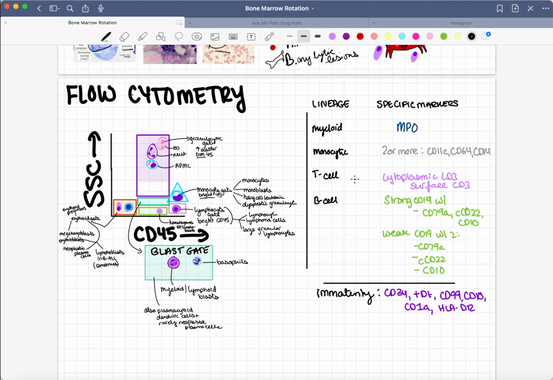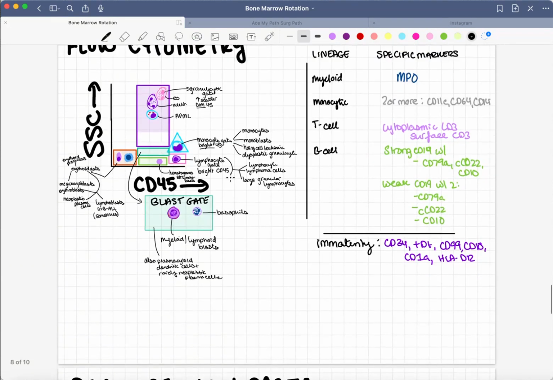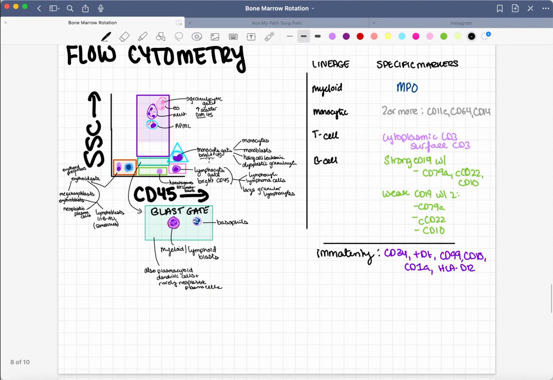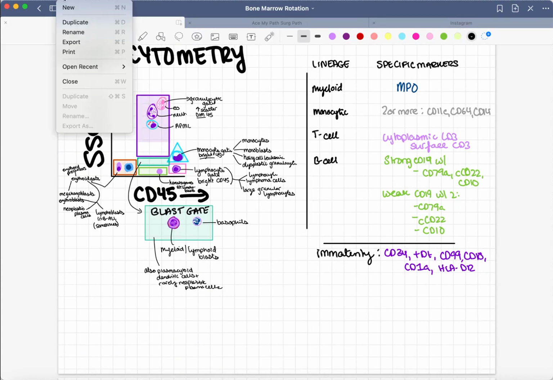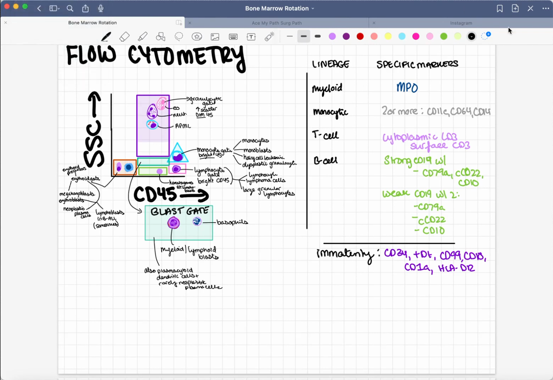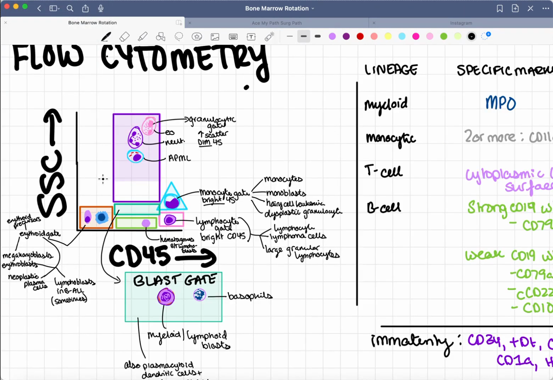So this is just a very simple overview of how to focus in on looking at the chart when you first start looking at them on your rotations. So I'm going to zoom in here. When you first think about flow cytometry, there are a couple of important points to consider. The first thing you want to know is what the axes are and how they are valuable in terms of giving you important information.